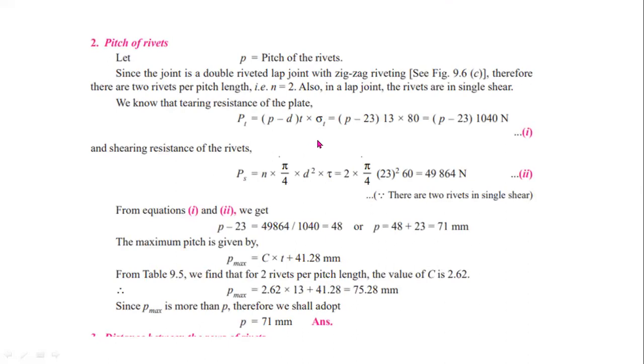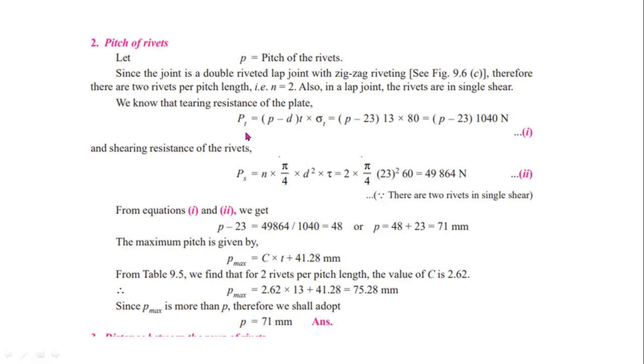In the second step, you have to determine the suitable pitch of rivets. The distance between two successive rivets is called the pitch of the rivet. So this is the formula for pitch. For determining the pitch of rivets, we have to use the tearing strength and shearing strength of the rivets. By equating the tearing and shearing strength of the rivets, you can get the value of pitch.